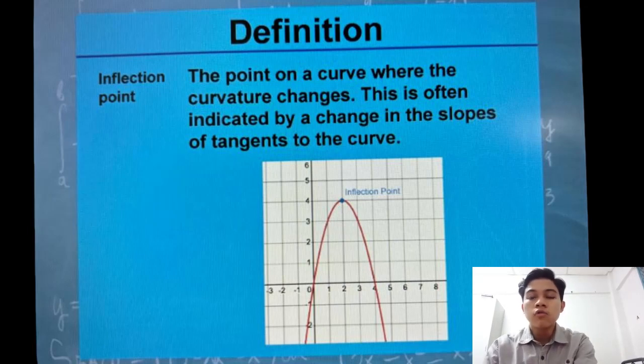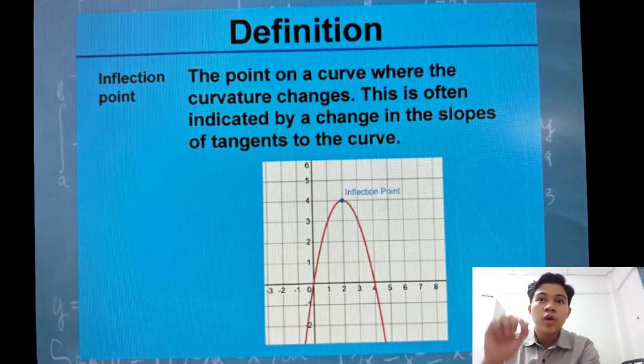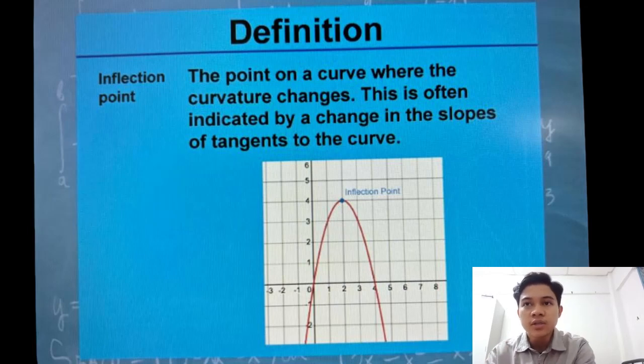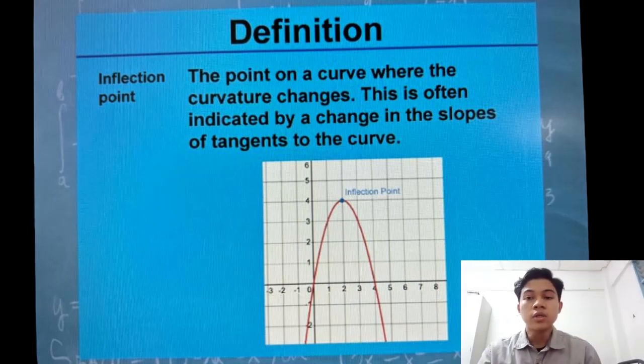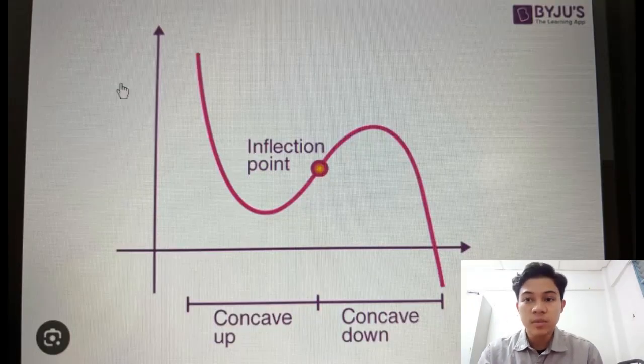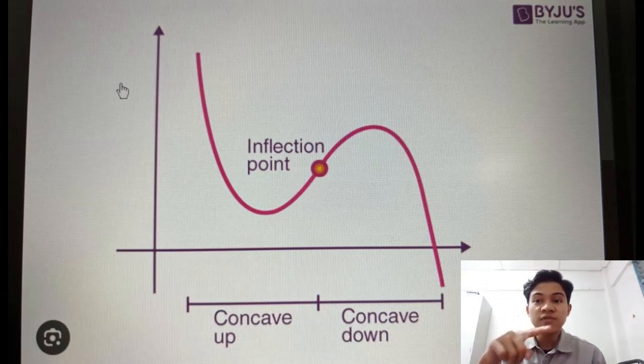So today I will explain about the inflection point. Did you know what an inflection point is? Let's get started. This is the meaning of inflection point: the point on a curve where the curvature changes. This is often indicated by a change in the slopes of tangents to the curve. This is our example of an inflection point. If you see the point, you can see the curve.